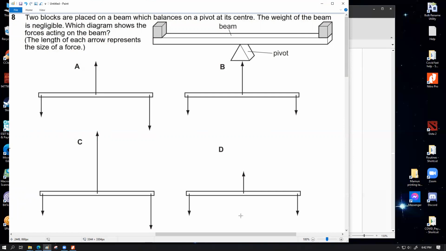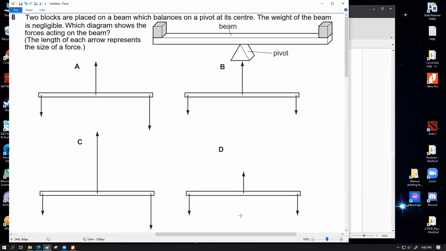Sir, B. Now, there is an interesting piece of information that you need to consider. Have a look. Before I tell you the answer, well, you might as well know the answer from the answer booklet, but I'll give you my discussion. Two blocks are placed on a beam which balances on a pivot at its center. The weight of the beam is negligible. Which diagram shows the forces acting on the beam?